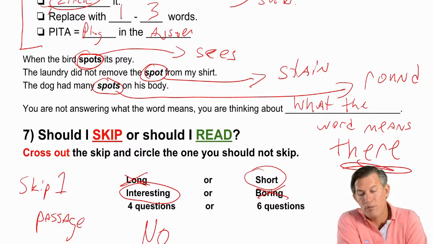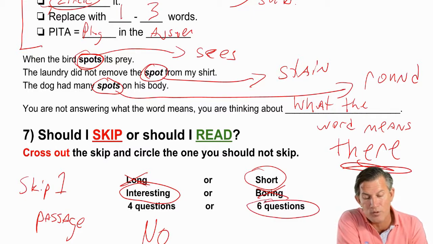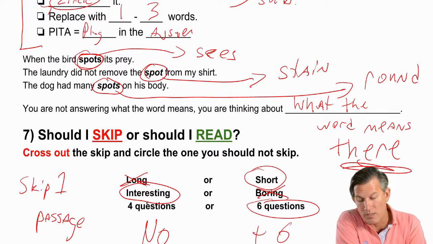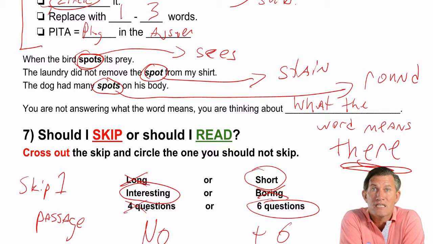Okay? Would you rather read one that has 4 questions or 6 questions? This might go against what you're thinking here, but you would rather answer 6 questions because you have a chance for 6 points. Okay? And then 4 questions is less. They're usually 5 though. Okay? So if we have a short passage that's interesting and it's got a lot of questions, that's a chance to score points in a short amount of time.